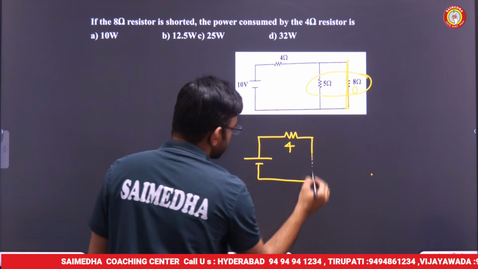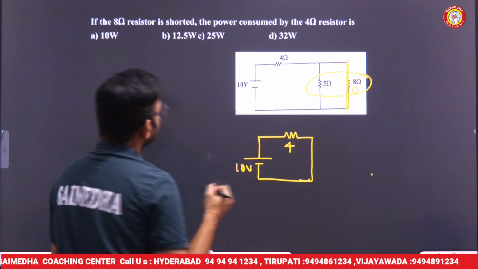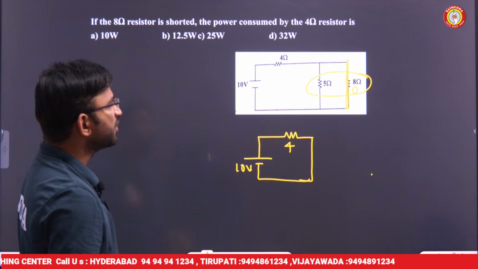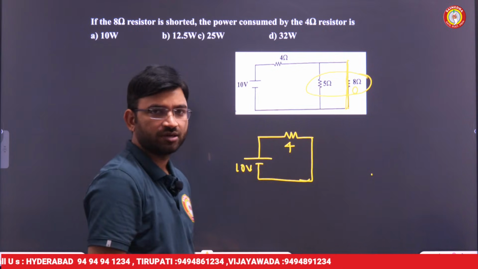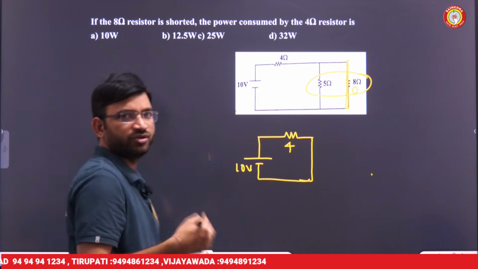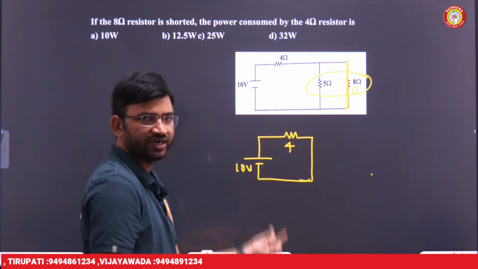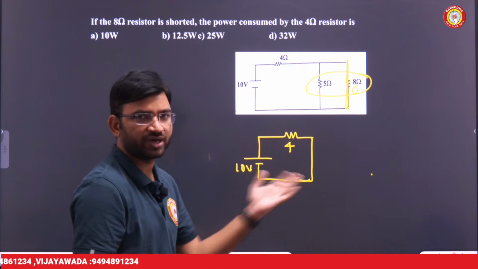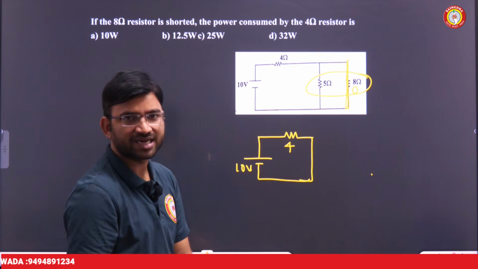So the only resistance which is present is 4 ohms, sir, and another one is 10 volts, sir. What they are asking is to find the power consumed across the 4 ohm resistor. In order to find the power, you can use any formula, sir. First, you can find the current, and once you have the current, you can find the value of power.